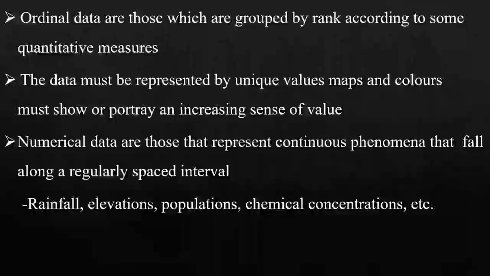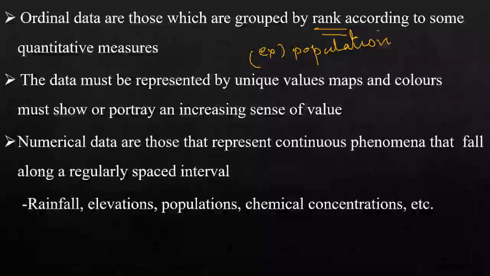Now what is ordinal data? Ordinal data are those which are grouped by rank according to some quantitative measures. Okay, quantitative measures, so quantity. One example is, you can take the population of a particular region. So if you take a state, you can take the state of Kerala.